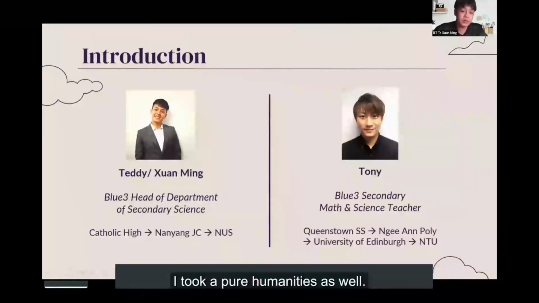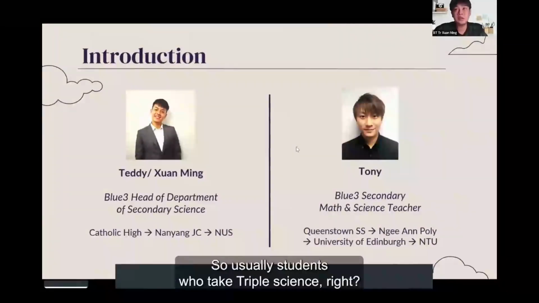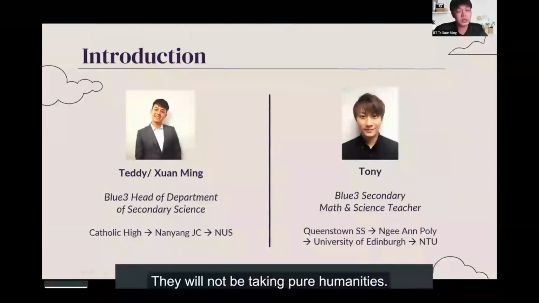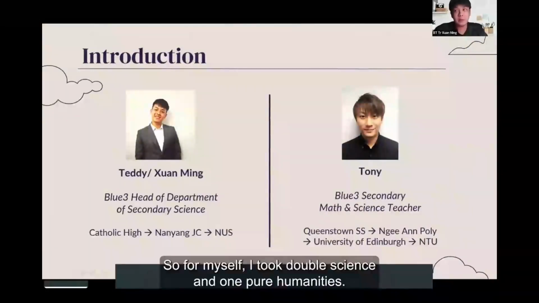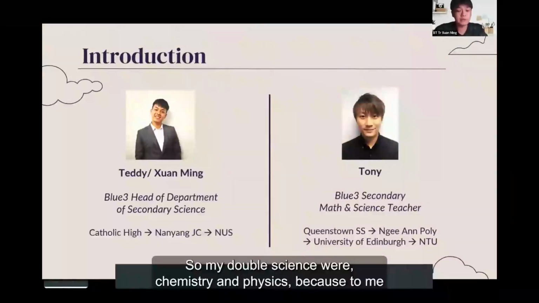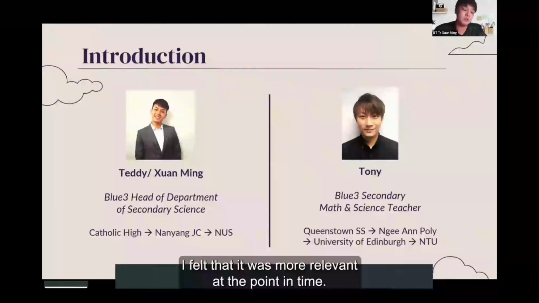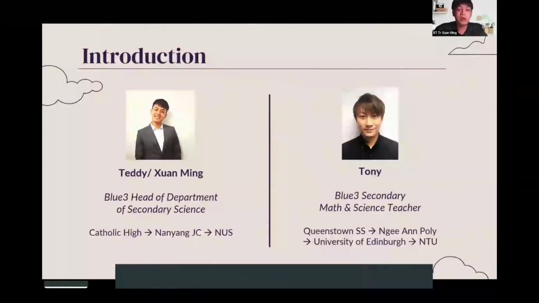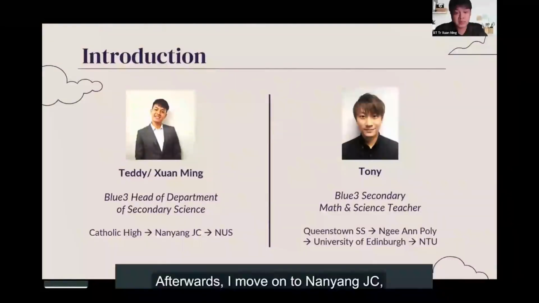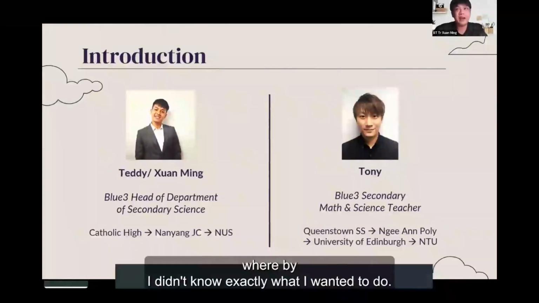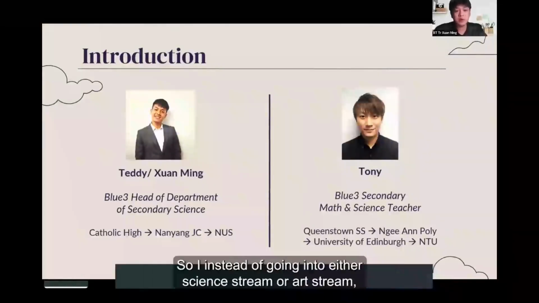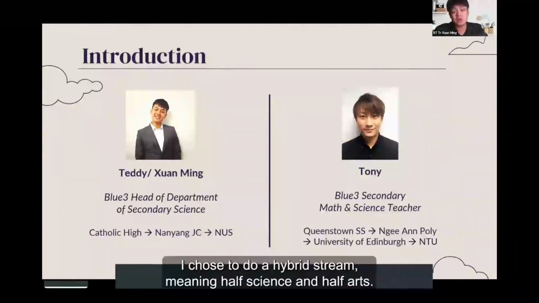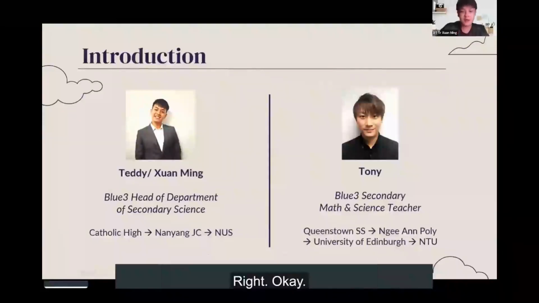I took a pure humanities as well. So usually students who take triple science, right, they will not be taking pure humanities. So for myself, I took double science and 1 pure humanities. So my double science were chemistry and physics because to me, I felt that it was more relevant at that point in time. Afterwards, I moved on to Nanyang JC, whereby I didn't know exactly what I wanted to do. So instead of going into either science stream or art stream, I chose to do a hybrid stream, meaning half science and half arts, right?